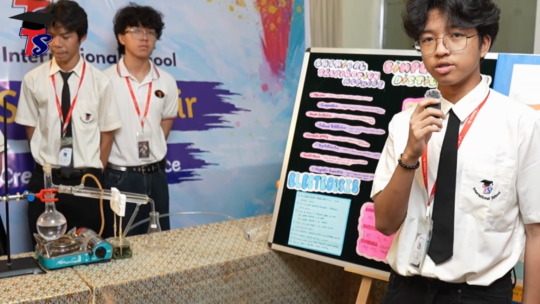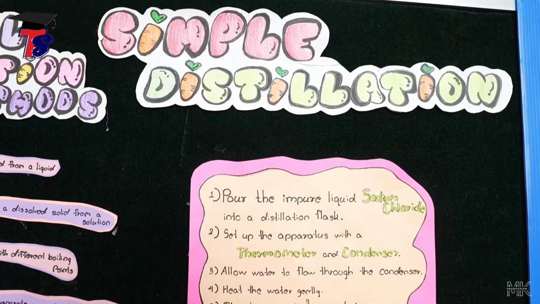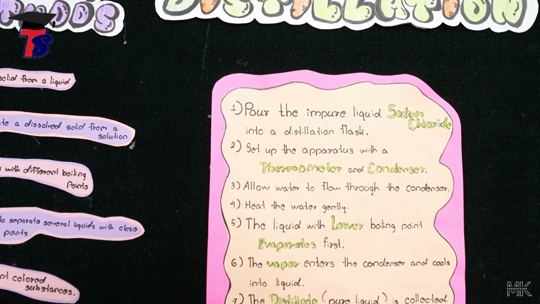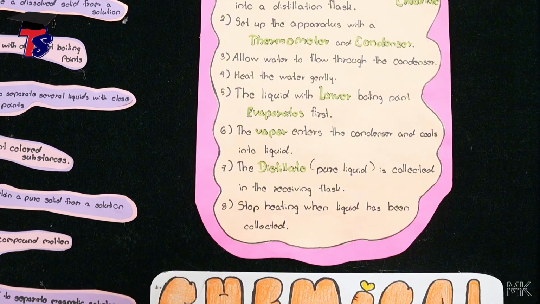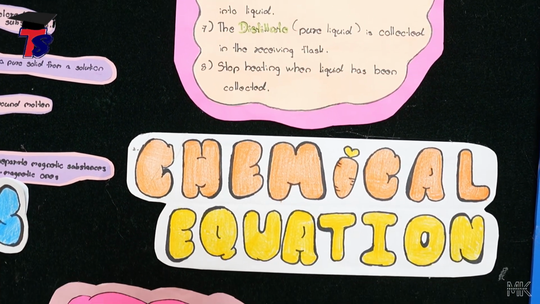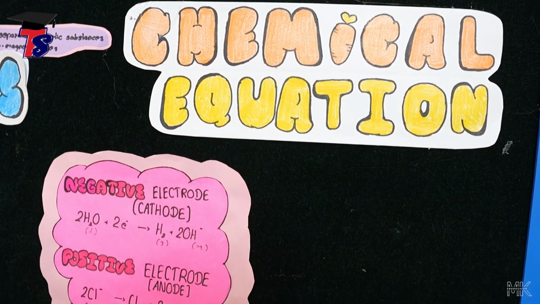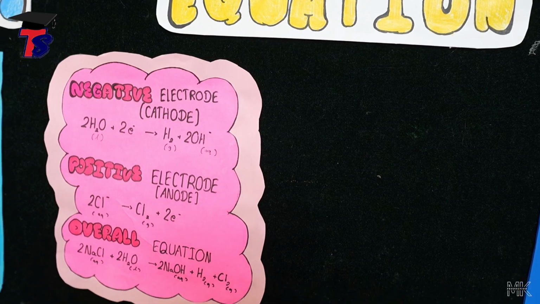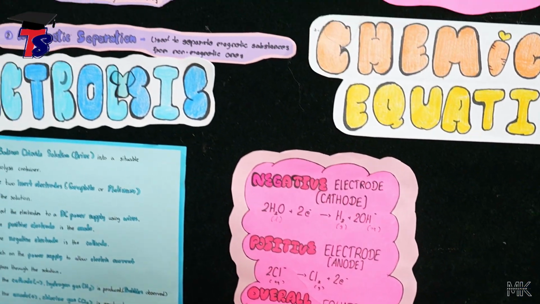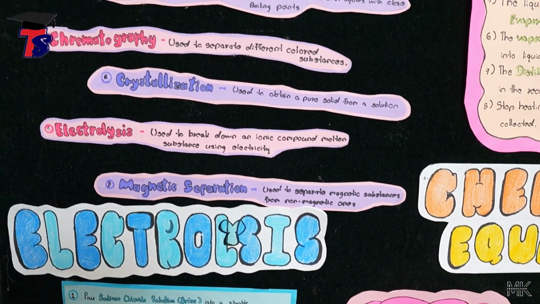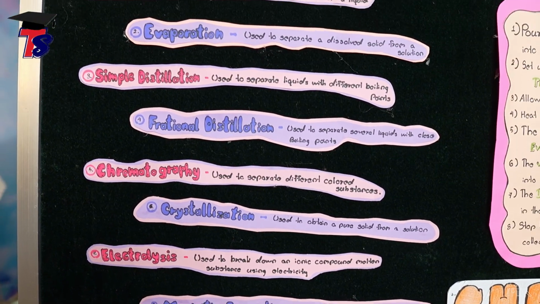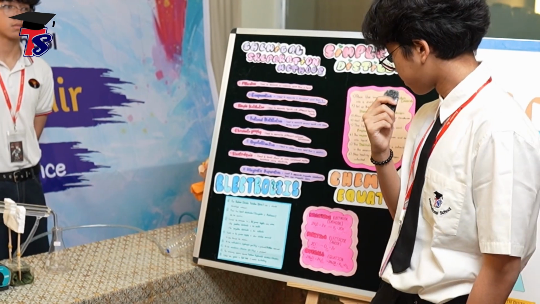The second thing we're gonna do is put an electrode into the solution, which can either be a graphite electrode or a platinum electrode. And then we're gonna connect the electrodes to a DC power supply by using wires. The positive electrode is going to be the anode, while the negative electrode is going to be the cathode.